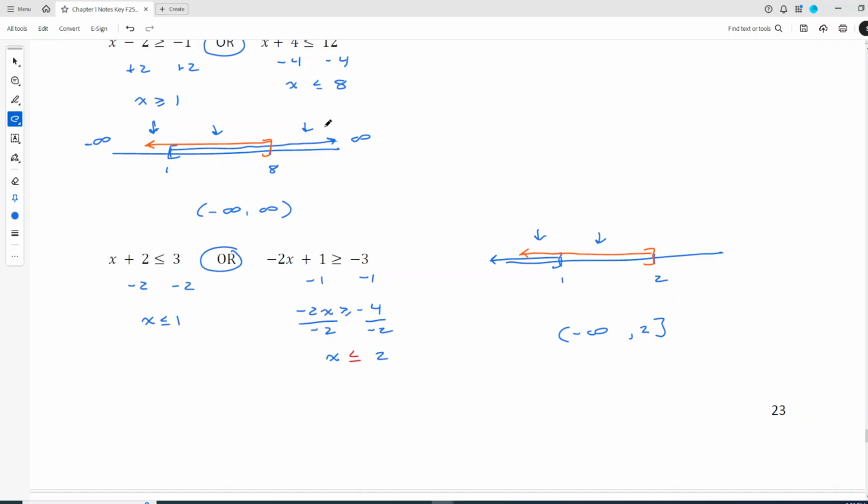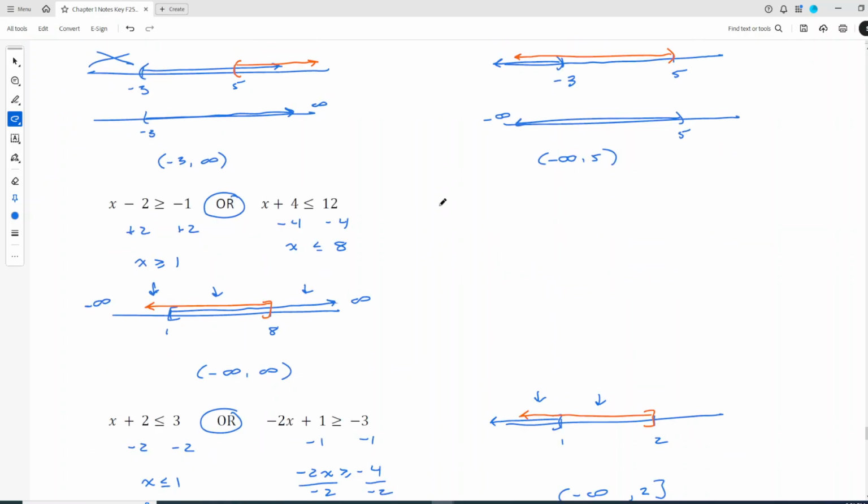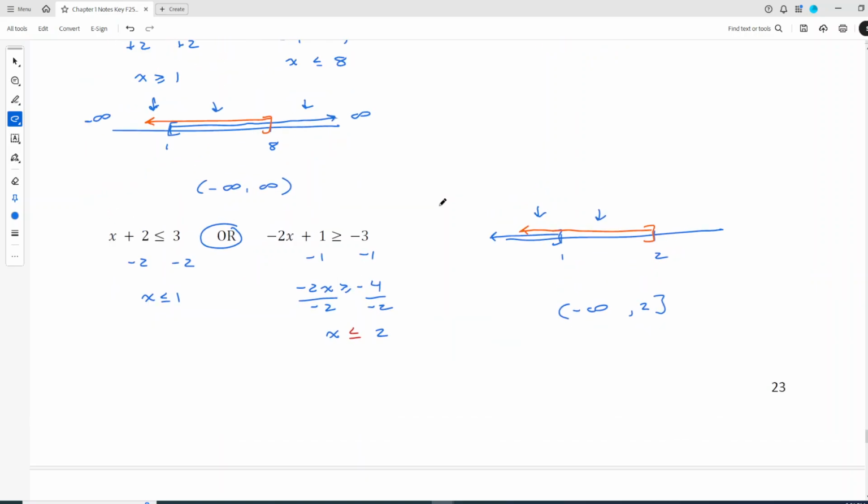Awesome. Hopefully that's feeling good. Give these a go. They are tricky, but once you get used to them and maybe writing these rules down, maybe these 4 scenarios really help you. And that's really all they can ever ask you to do once you've solved the inequality.